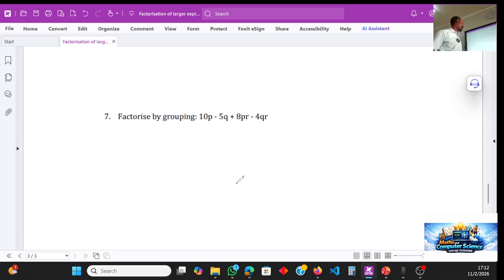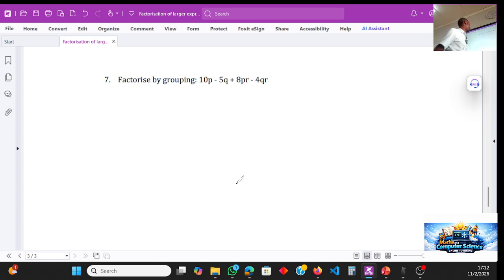I'm moving to the seventh. Factorize by grouping. Again, we are repeating the same. Here, I'm having 10 and 5. So clearly 5 becomes my HCF. The P and Q are not related. So I'll be forced to open a bracket and say 10P divided by 5, it gives me 2P. Then on the second part, minus 5Q divided by 5, it gives me minus Q.